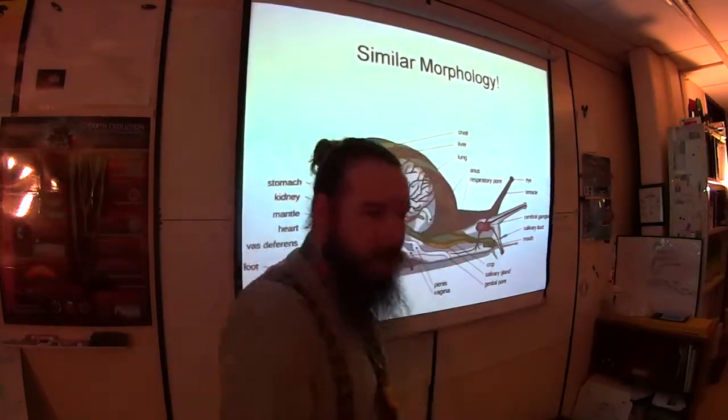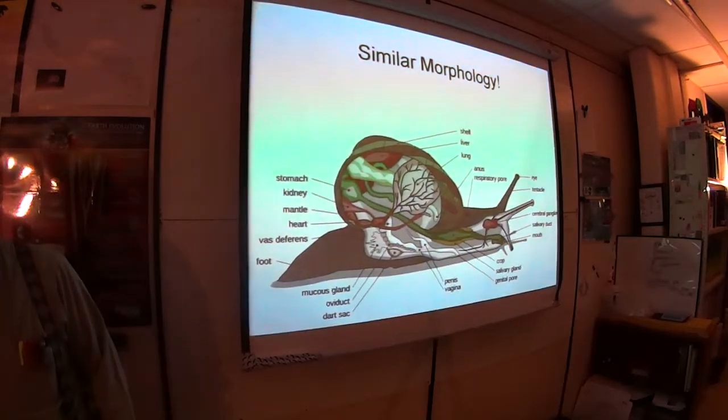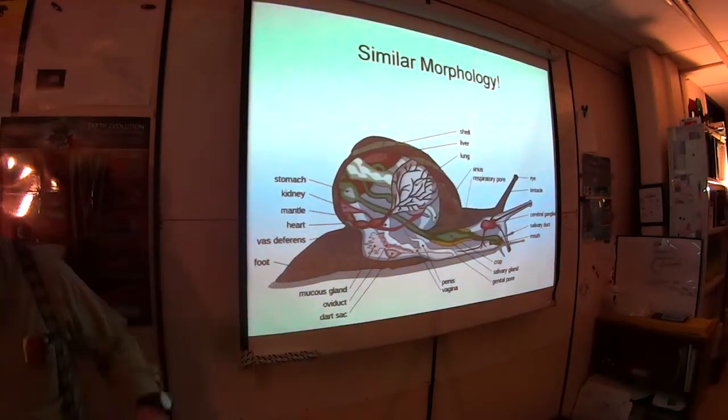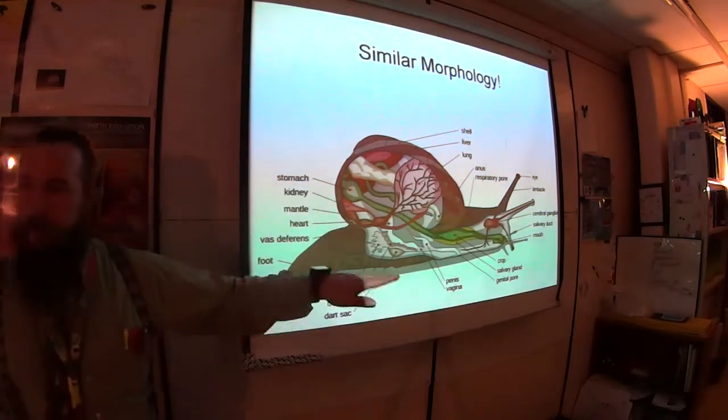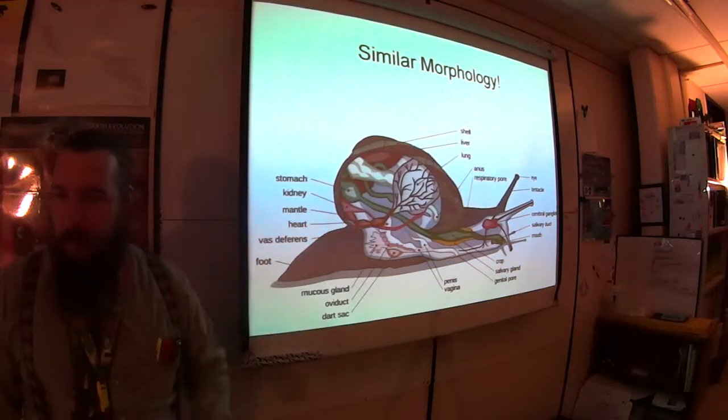This one has lungs. Why did slugs lose their mantle? Like, why don't they have a mantle? So they can squish around under stuff. However, that's also the reason why you put salt on them. They die right away. They shrivel all up.